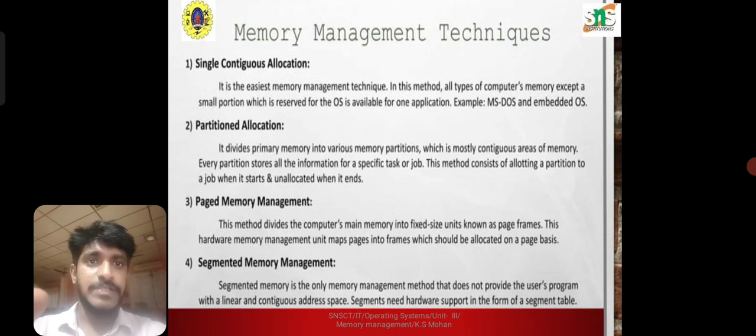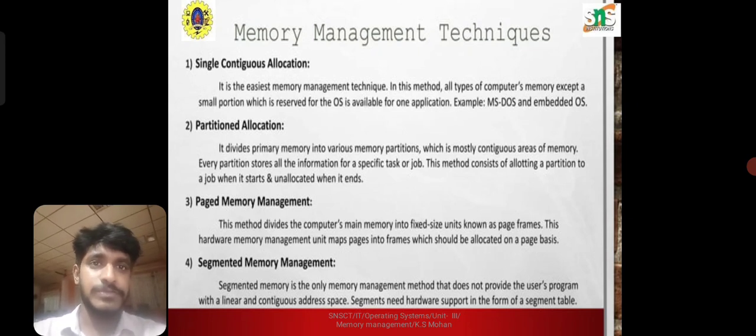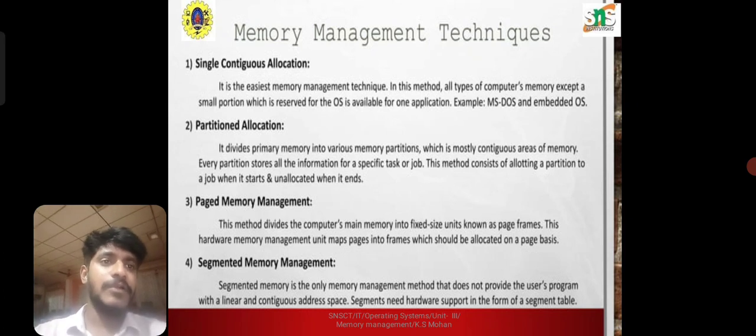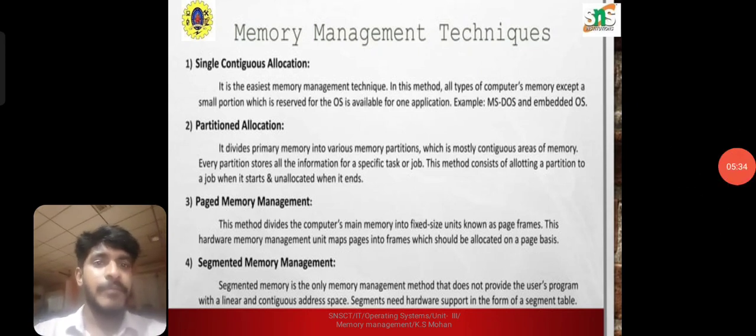Partition allocation divides the primary memory into various memory partitions, which are mostly contiguous areas of memory. Every partition stores all the information for a specific task or job. This method consists of allotting a partition to a job when it starts and deallocating it when it is no longer needed. Page memory management divides the computer memory into fixed-size blocks known as page frames. So the memory management techniques are single contiguous allocation, partition allocation, page memory management, and segment memory management.